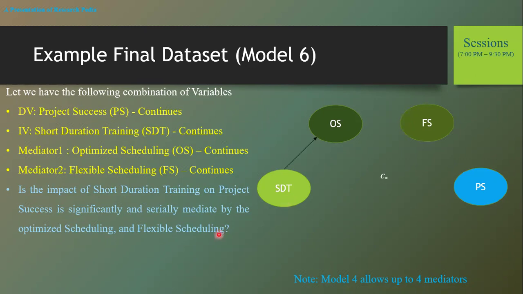We need to connect SDT with OS. We need to connect SDT with FS. We need to connect OS with PS. We need to connect FS with PS, and then we need to connect OS with FS. So this is how the serial mediation works. This is how, at the last, we need to connect the direct impact of SDT on PS. So this is how it works, and we will analyze this situation using SPSS.